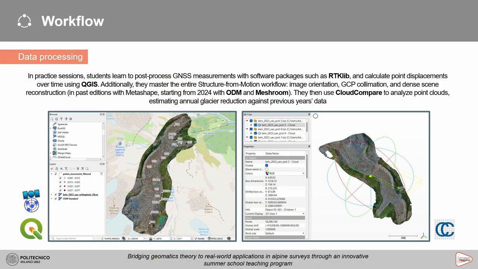Mostly we use RTKLib, QGIS and CloudCompare for the processing. The tutorial material is online, but it is still being updated because in the next weeks there will be a new version. We are also working toward moving from commercial software to open source software for photogrammetry.